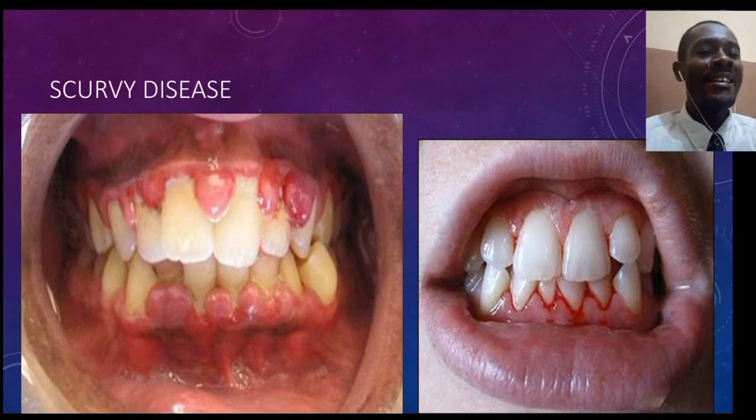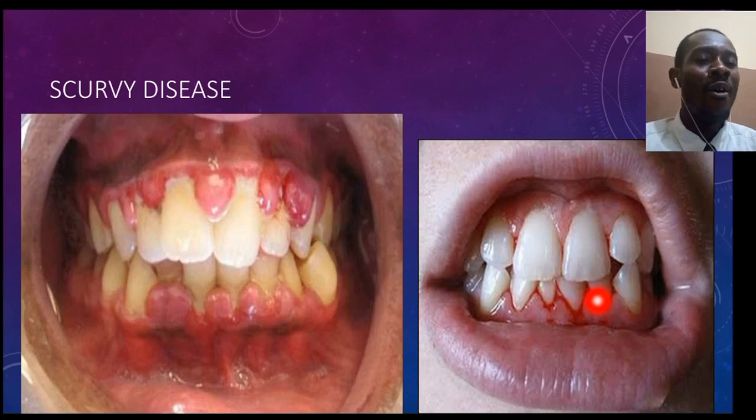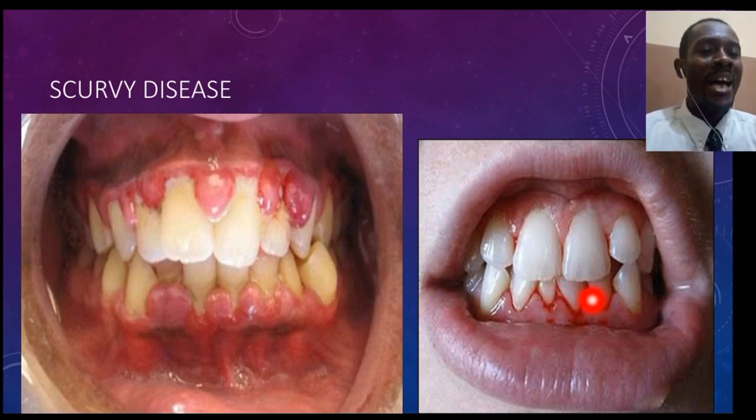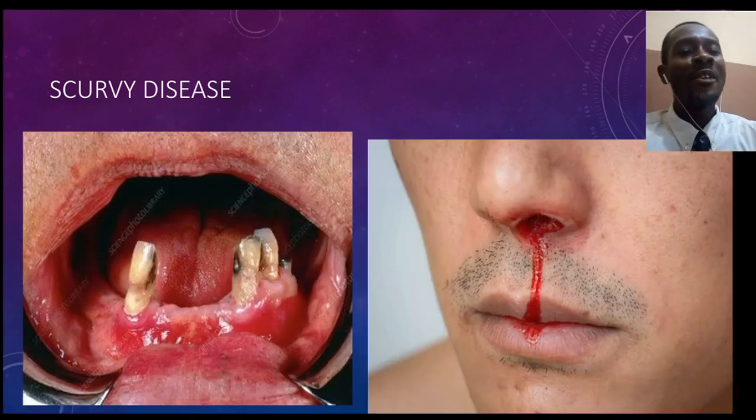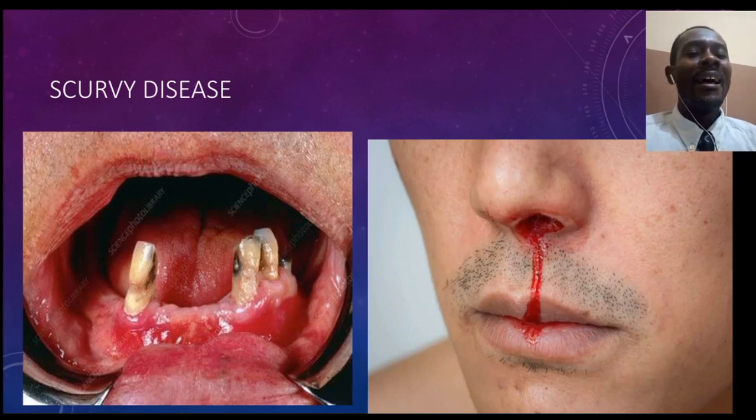And also, as you can see on this patient too, there is already some bleeding on the gums. Look at the teeth at the lower jaw. You can see the blood coming out gradually from the lower jaw on the tooth as the gum begins to swell up. So these are some of the symptoms. Let's see some other symptoms of scurvy.